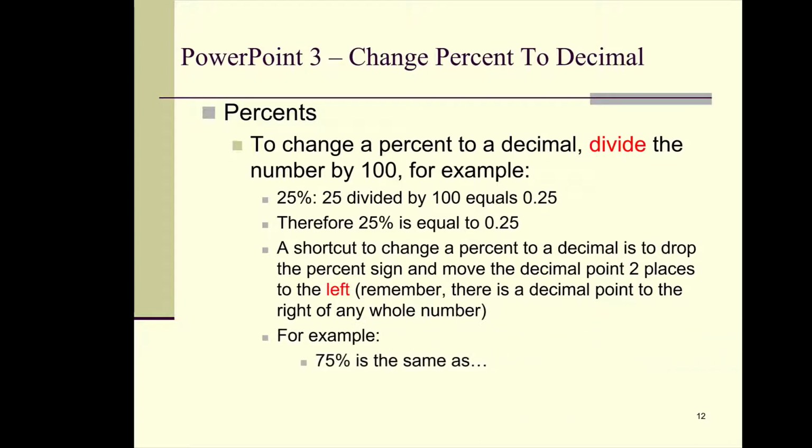We want to convert 75% to a decimal. So we're going to divide by 100 and drop the percent sign, and that gives us an answer of 0.75. Let's convert 50% to a decimal. Enter 50 into your calculator, divide by 100, and you get 0.5. You could also just move your decimal 2 places to the left.